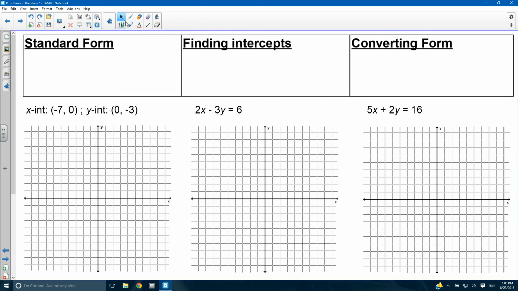Okay, standard form. Standard form: ax plus by equals c. Now, the thing about a, b, and c: a is not a stretch factor like you learned with quadratics. It's just using letters here. The thing about standard form is that you cannot look at any of these three numbers and just graph it, right? This number is not slope. This number is not y-intercept. You have to solve for y to figure out what it is.